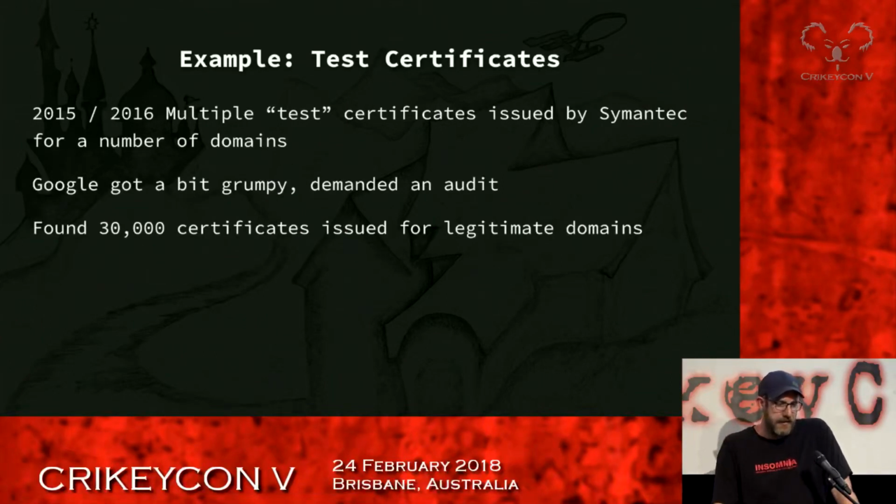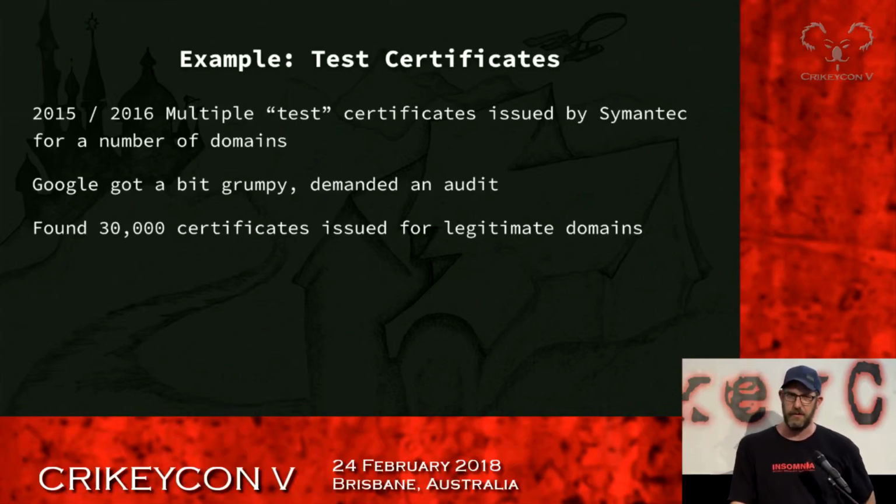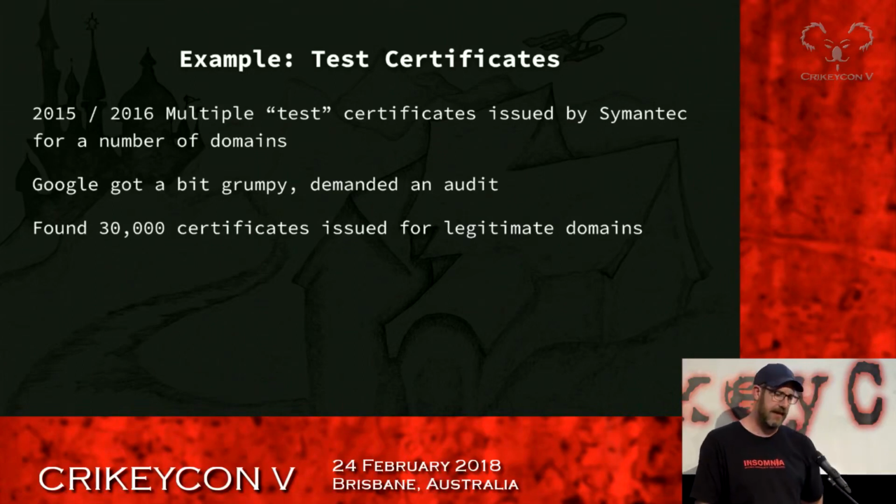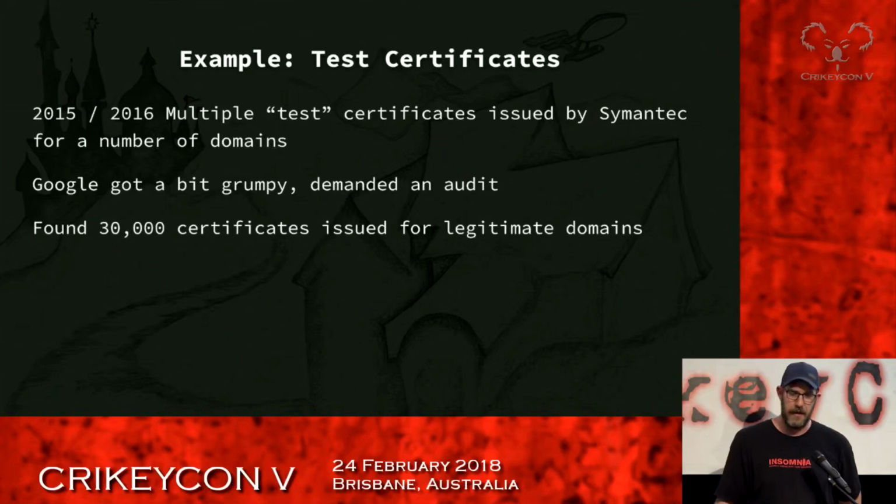And the most recent example, which has been fascinating to follow, if you have a chance, go dig up the mailing list archives that are on groups.google.com around this one, but effectively, Symantec got caught, I think, issuing initially about 13 or 15 certificates for google.com. And Google were like, nah, that's not on. Can we have a bit more of an audit, please? And they went, sure. Oh, actually, it was 30,000.